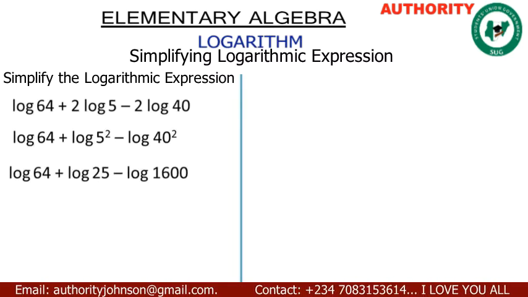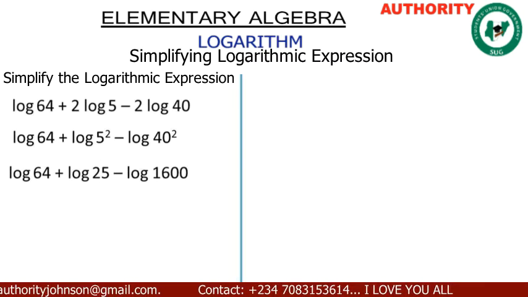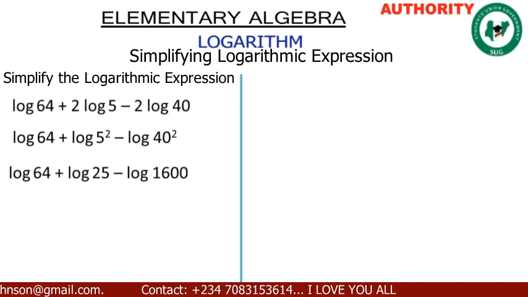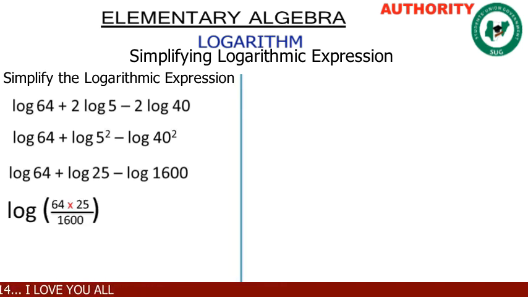Now let's go. We are going to have log 64 plus log 5 raised to power 2, which will give us 25. Then minus log 40 raised to power 2 will give us 1600. Now let's go. We have log 64 plus log 25.